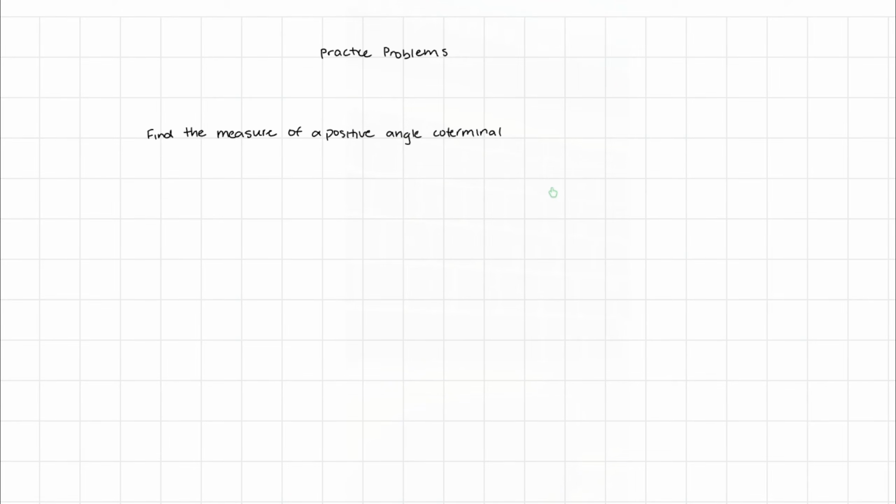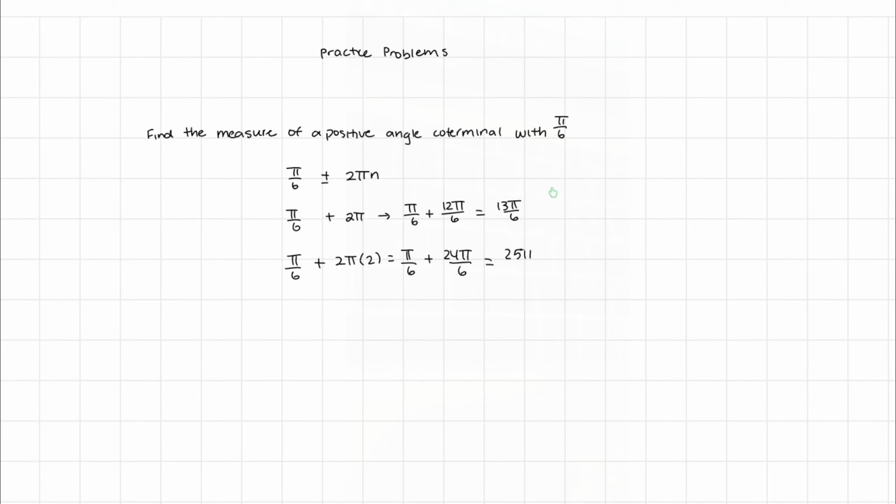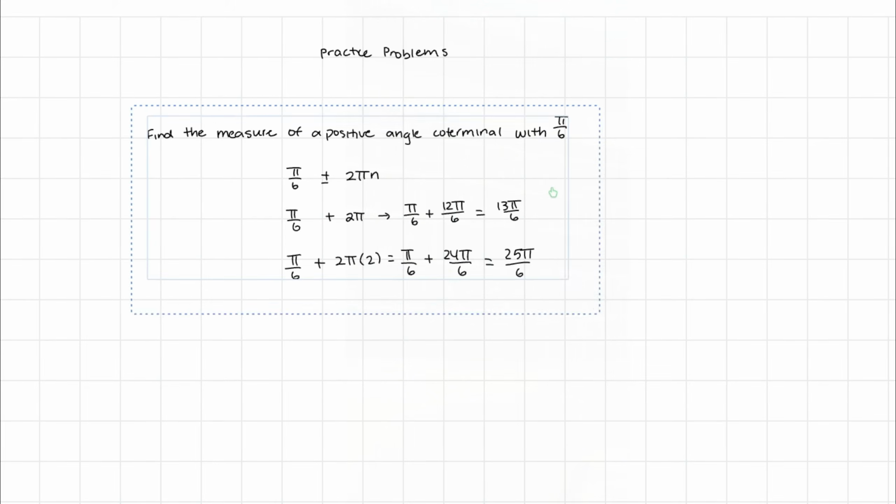What if you were asked to find the measure of a positive angle coterminal with pi over 6? So pi over 6 plus or minus 2 pi n. If we just added 2 pi, that would be pi over 6 plus 12 pi over 6, and that's 13 pi over 6. If you added 4 pi, that would be pi over 6 plus 24 pi over 6, and that's 25 pi over 6.